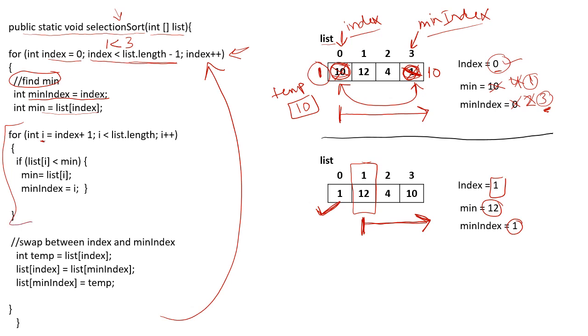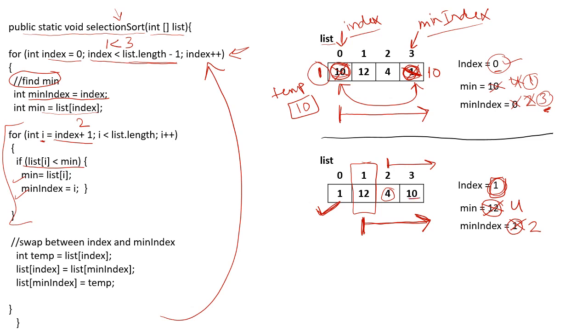So I have i, and I should start from index plus 1. Remember, index now is 1. 1 plus 1 is 2. So start from location 2 up to the end of the array. If you have any element less than the minimum, then you have to change minimum and you have to change minimum index. So here I have to compare 4. Is it less than the minimum, which is currently 12? Yes. So we should have minimum as 4 and the location as location 2.